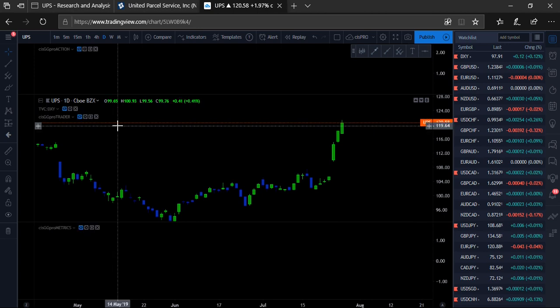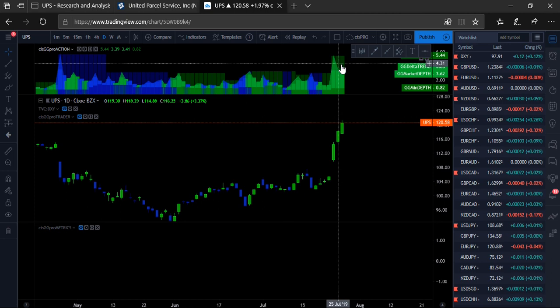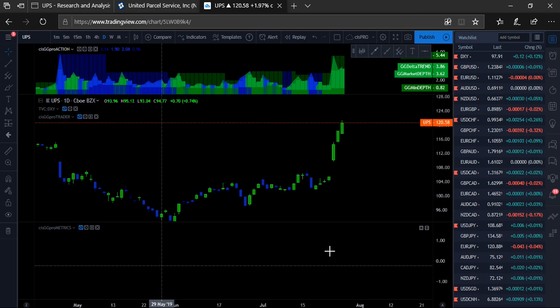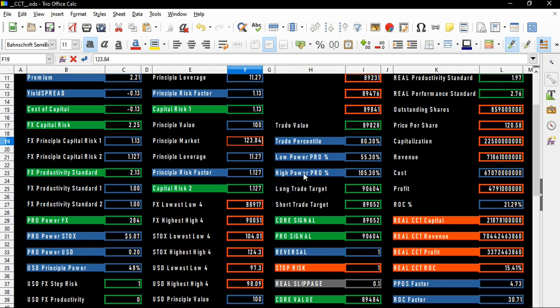We're going to look first at the market depth, CIS GG Pro Action. All right, we just had a peak market depth of 5.44 in the last 4 trading sessions. Now, if I go over here and I look at my Stox Power, Pro Power Stocks says 5.07. Do you see how accurate that is?